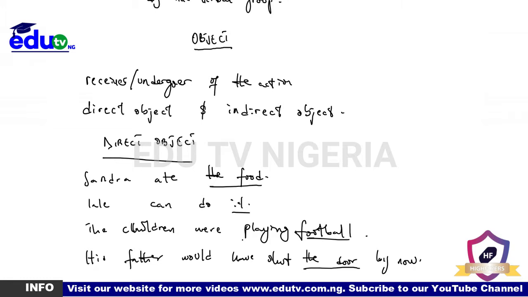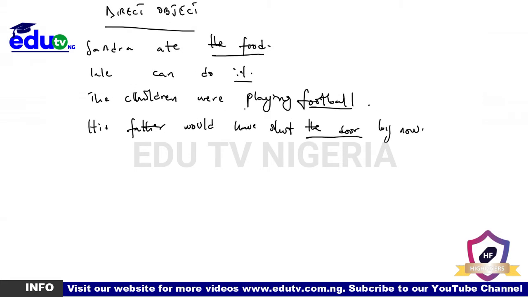Now you see that all of the items I wrote, all of the items I underlined, are known as the direct object. What do I mean by the direct object? You see that the direct object occurs with transitive verbs. So I'm trying to give you the characteristics of the direct object. It occurs with transitive verbs.